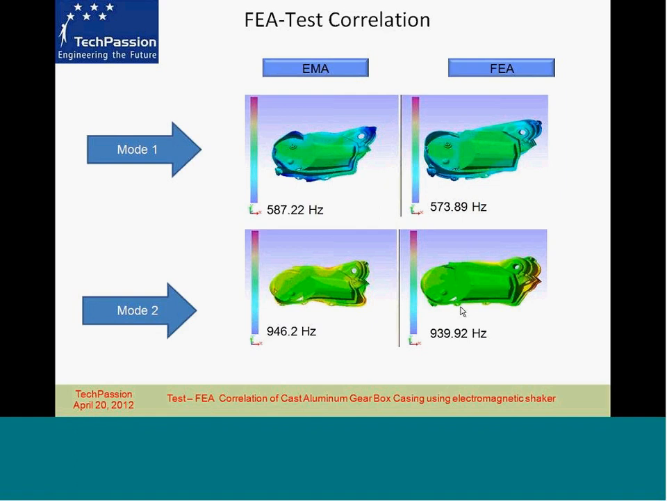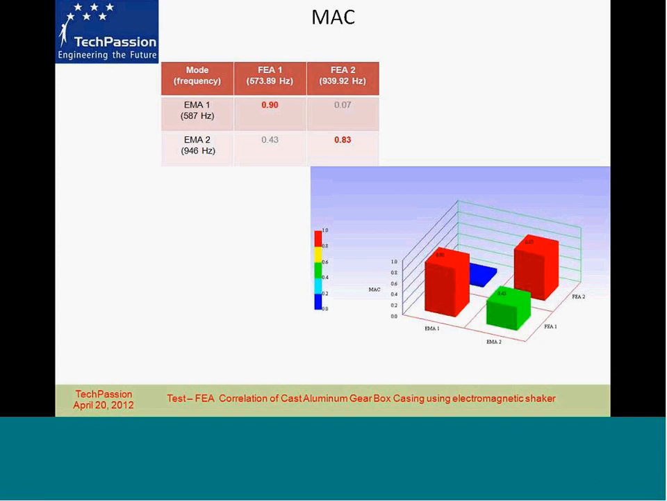Then for numerical correlation, we compute the modal assurance criteria. Here we have a very good match for the first and the second mode. The finite element analysis mode is 573 Hz. In the EMA, we are getting 587. In FEA, for the second mode, we get 939.9 Hz. And experimentally, we get 946 Hz. We get 0.9 for the first mode and 0.83 for the second mode for MAC.